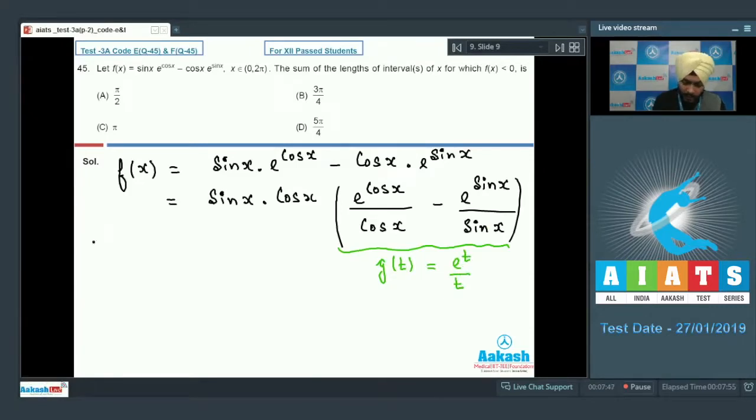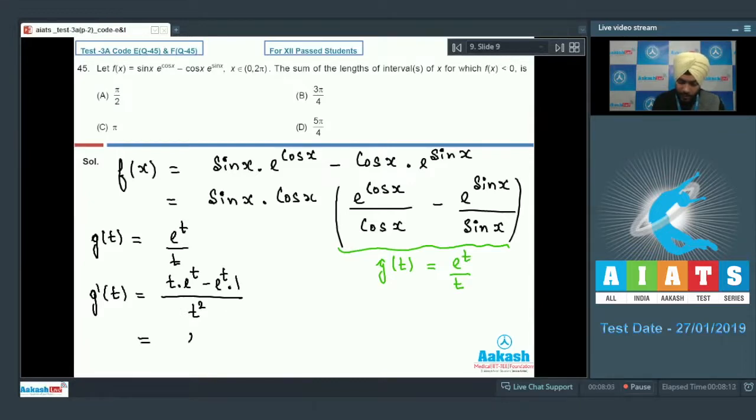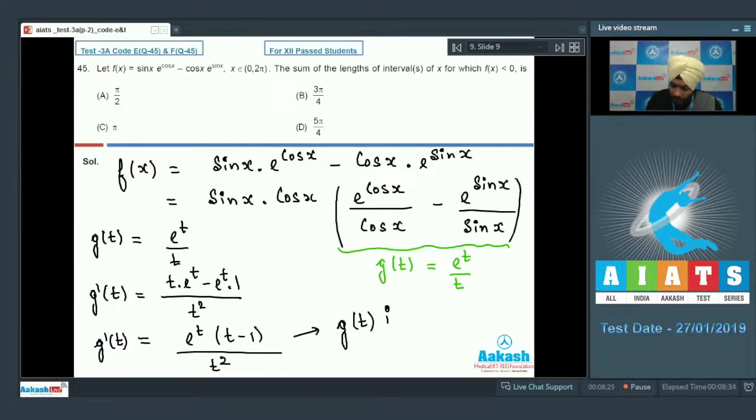So let us analyze this function gt. It is e raised to power t upon t. G dash t will be, applying the quotient rule, t square, t into differentiation of numerator, so e power t, minus e power t into differentiation of denominator, that is 1. So e power t into t minus 1 upon t square. As far as my bracket is concerned, I have to put t either as cos x or as sin x. So we can see that gt is a decreasing function.